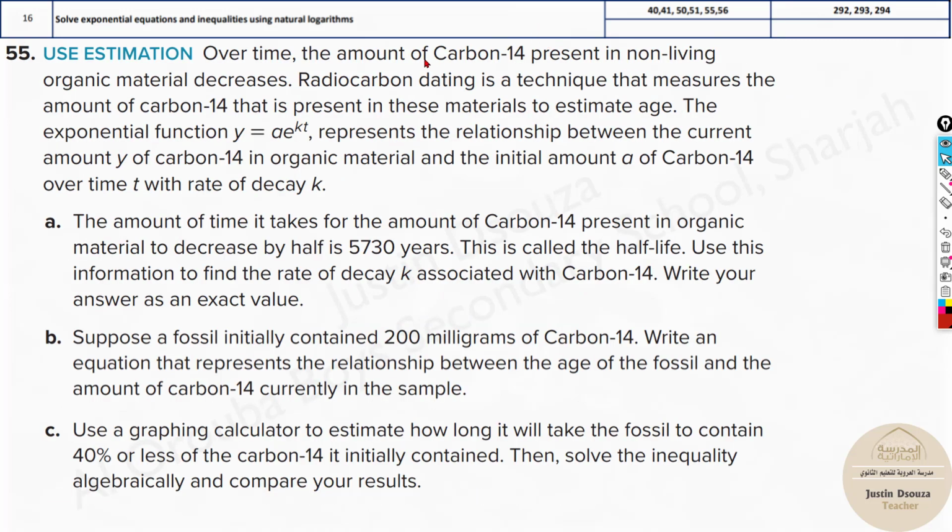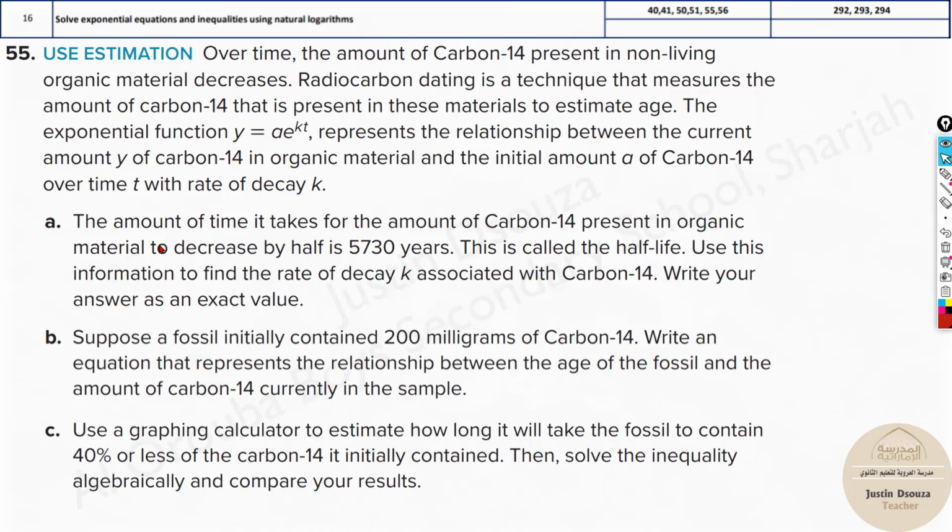Over time, the amount of carbon 14 present in non-living organic material decreases. Radiocarbon dating is a technique that measures the amount of carbon 14 present in these materials to estimate age. The exponential function y = ae^(kt) represents the relationship between the current amount y of carbon 14 in organic material and the initial amount a of carbon 14 over the time t, with the rate of decay k.